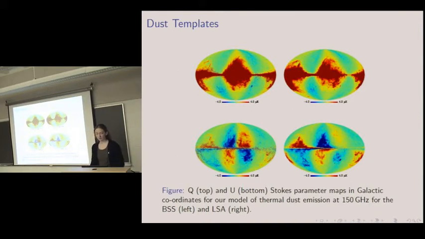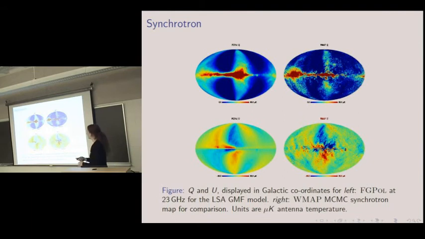So this is one possible use of the model in constraining magnetic field models. For synchrotron here, I've plotted our model on the left and WMAP 23 GHz data on the right. And again, this is Q and U. So you can see that at 23 gigahertz, on large scales, the model reproduces very well the observed structure in WMAP data.